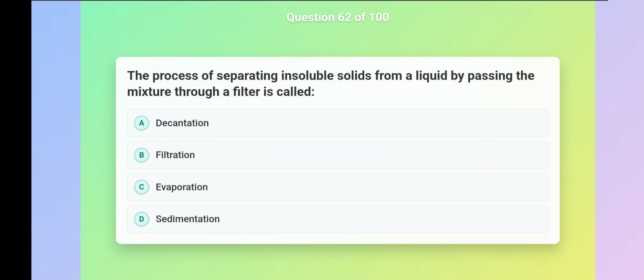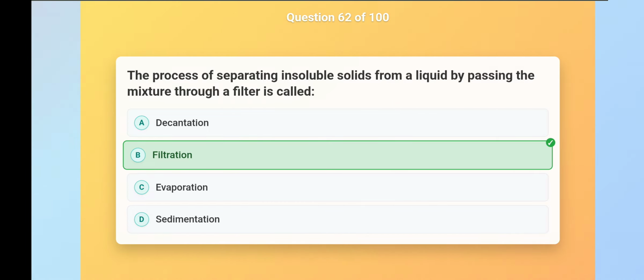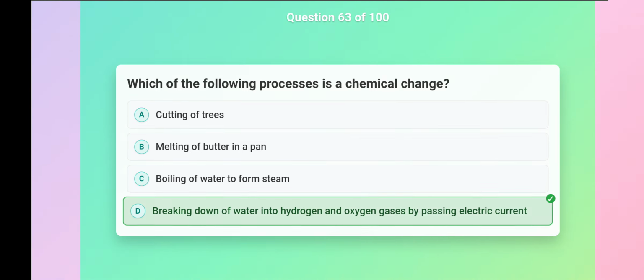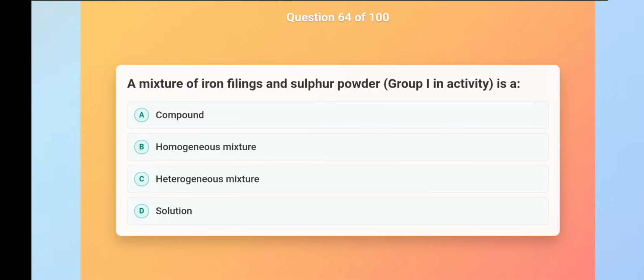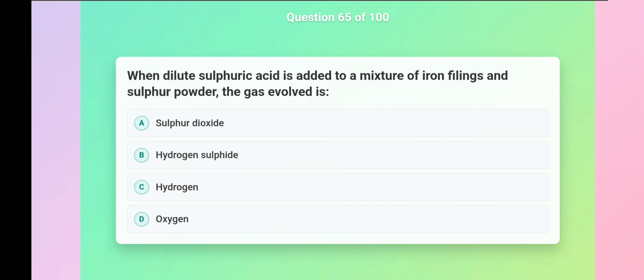The process of separating insoluble solids from a liquid by passing the mixture through a filter is called filtration. Which of the following processes is a chemical change? Breaking down of water into hydrogen and oxygen gases by passing electric current. A mixture of iron filings and sulfur powder, group 1 in activity, is a heterogeneous mixture. When dilute sulfuric acid is added to a mixture of iron filings and sulfur powder, the gas evolved is hydrogen.